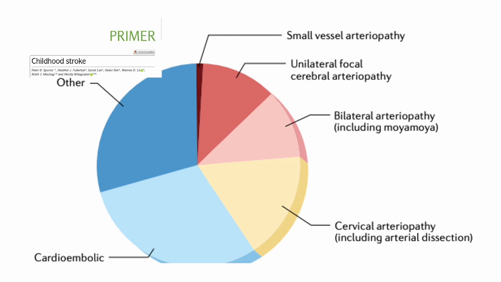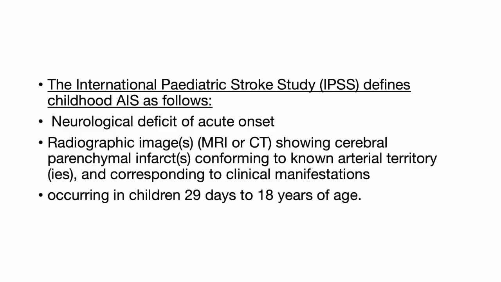This is a really good pie chart which demonstrates the leading causes of childhood stroke, taken from a primer in one of the Nature articles called Childhood Stroke, and it essentially shows that intracranial arteriopathy is the largest risk factor for FCA and FCAI, and also moyamoya, vasculitis, and genetic arteriopathy. Cardioembolic causes and arteriopathy are the leading and most frequent etiologies underpinning childhood stroke, and congenital or acquired heart disease affects a large proportion of children.